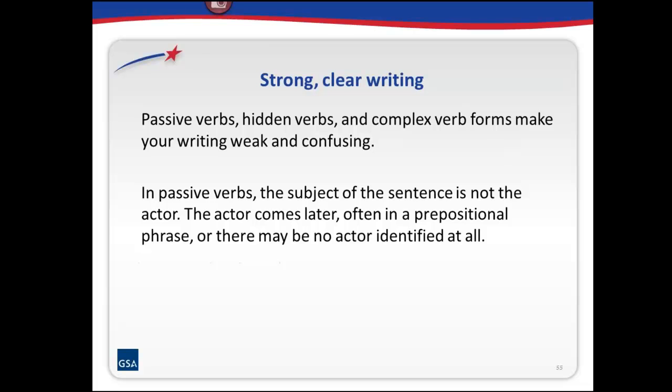So writing directly is another very powerful thing. Passive verbs, hidden verbs, complex verb forms can make your writing weak and confusing. And unfortunately, it's notoriously part of government writing. One of the biggest things always, of course, is "mistakes were made." Passive voice. Who made these mistakes? Nobody. They just sort of happen. No one's to blame. No one's at fault. They just somehow got through security and, you know, mistakes.